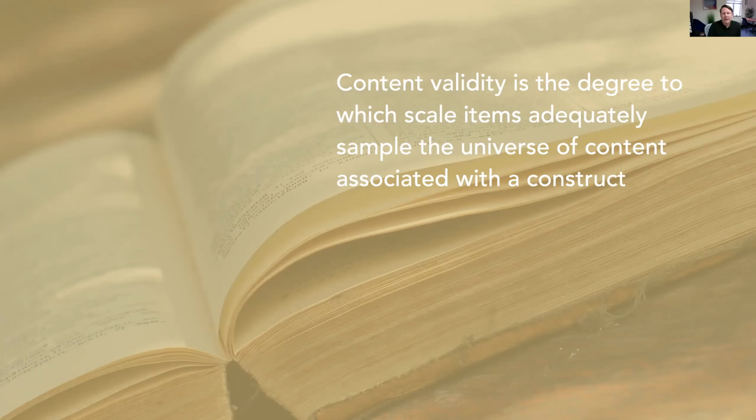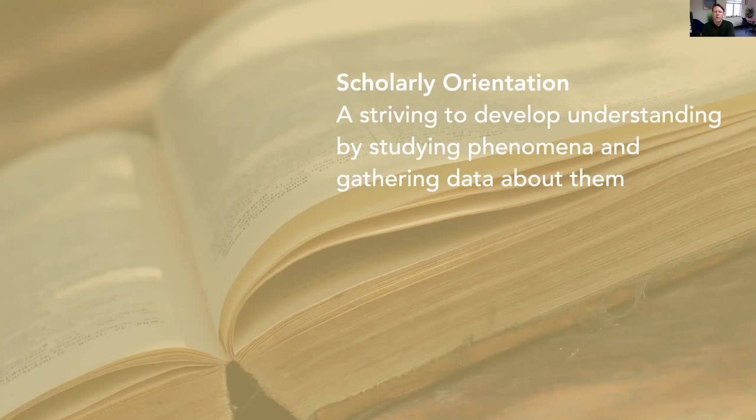So we need a definition for scholarly orientation for our running example. And here's what I'm going to go with today. Striving to develop understanding by studying phenomena and gathering data about them. Okay, so it's a striving, it's a motivational state. What is it geared towards? Developing understanding. How do we do that? We try to study something, we try to gather data about that thing. So now we know kind of what this is.